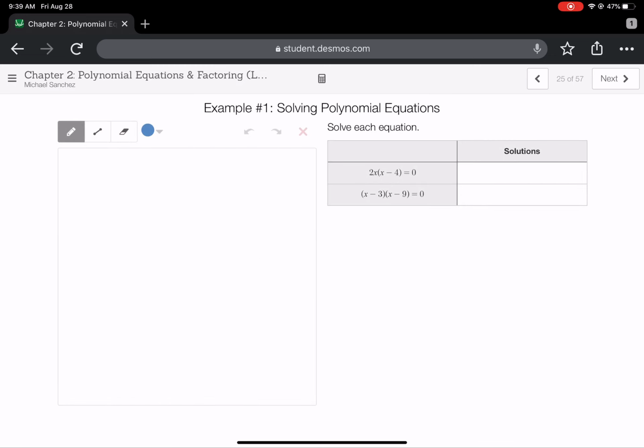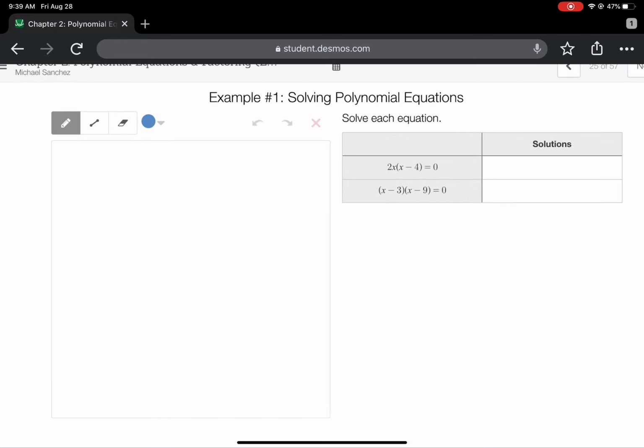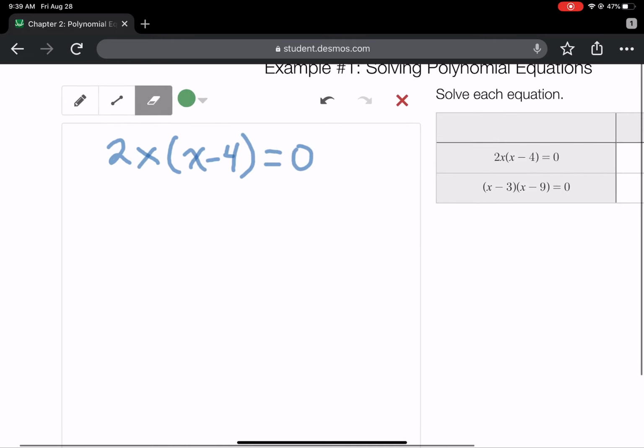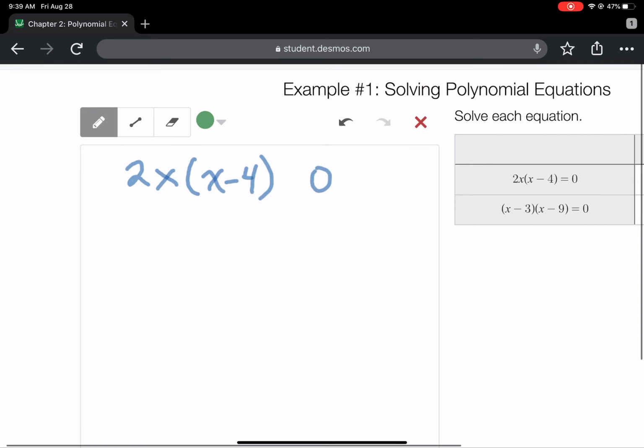So example 1, we're going to learn how to solve a polynomial equation. If you notice in our previous sections, all we had to do is work with polynomials and not polynomial equations. So this now is an equation because we incorporated an equal sign. The equal sign is what makes this an equation, and now I have an opportunity to find the solution. In order to solve a polynomial equation, it needs to be in factored form like this.